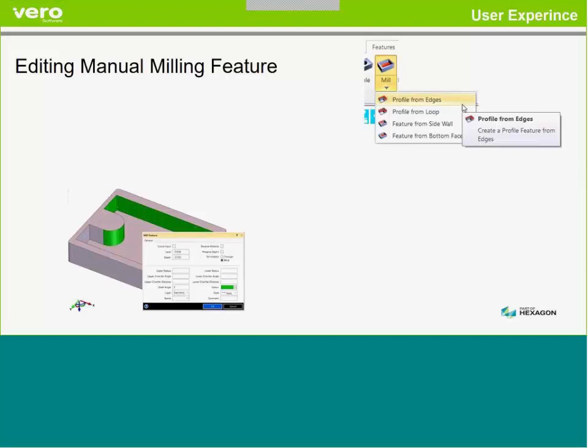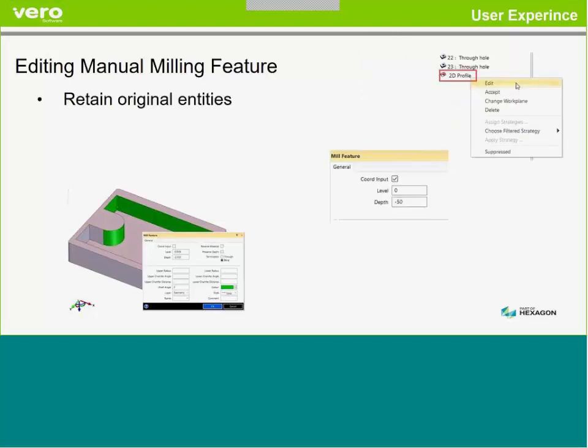Furthermore, what we see here is when we're editing a manual feature, we're able to do that. This wasn't necessary before 2018 R1. Unfortunately, we'd have to rebuild the faces again, or we'd have to rebuild the edges again. Obviously, that became very, very time consuming. Now we can do that, and obviously the toolpath is associative to the new feature.